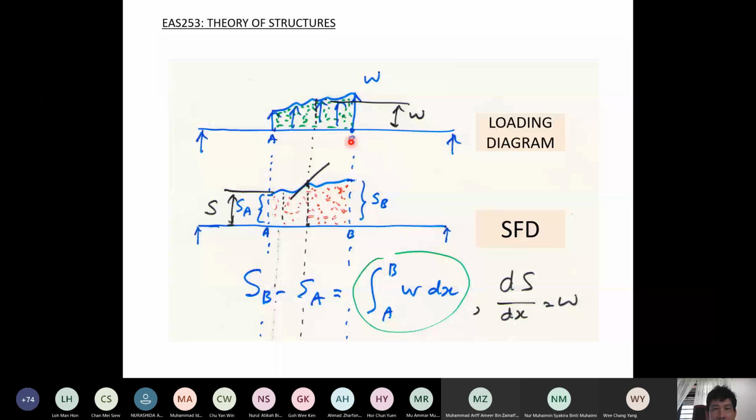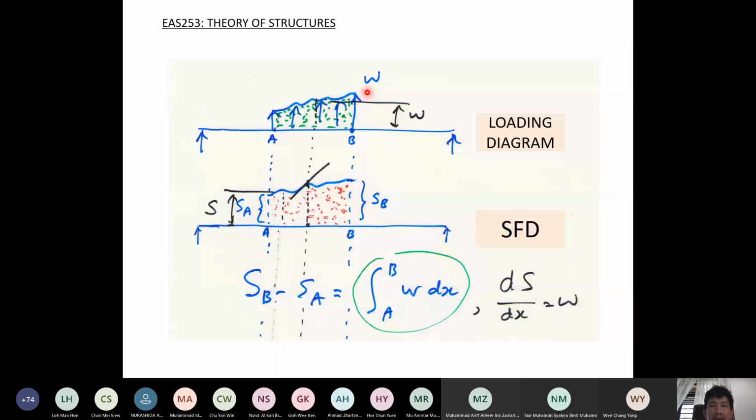So this equation means that the difference between the shear at point A and point B, which is SB minus SA, is equal to the area under the loading diagram, under W here, between A and B, the green color here. So this is the meaning: the integral from A to B of W dx is equal to the area under this W diagram. And the slope in this shear force diagram is equal to the intensity of the distributed load W at that point.